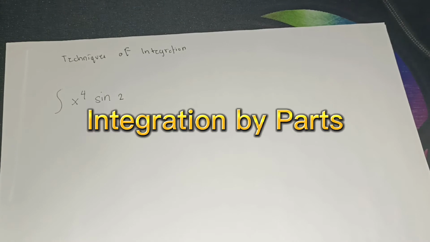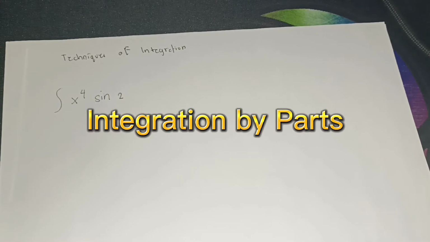Hello everyone. So now I'm going to be presenting to you an example of integration by parts. And this time I'll be using a DI method that Sir taught us. So without further ado, let's start. Our problem is the integral of x to the 4th power times sine 2x dx.